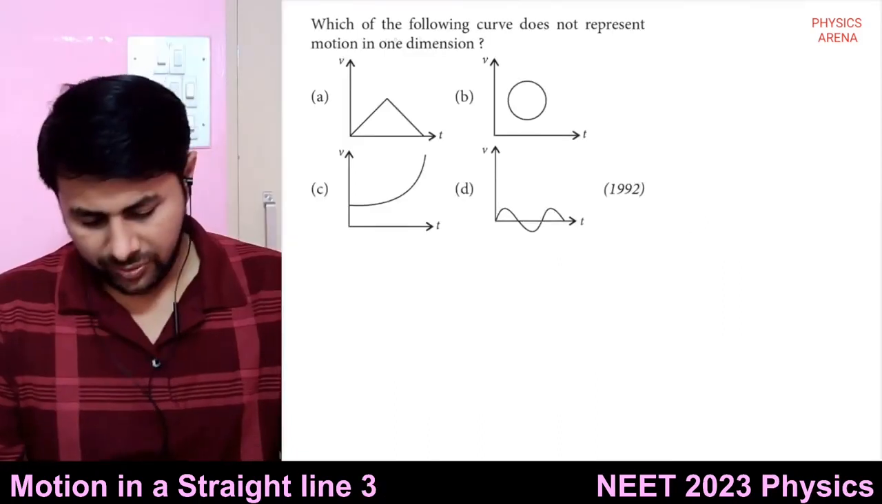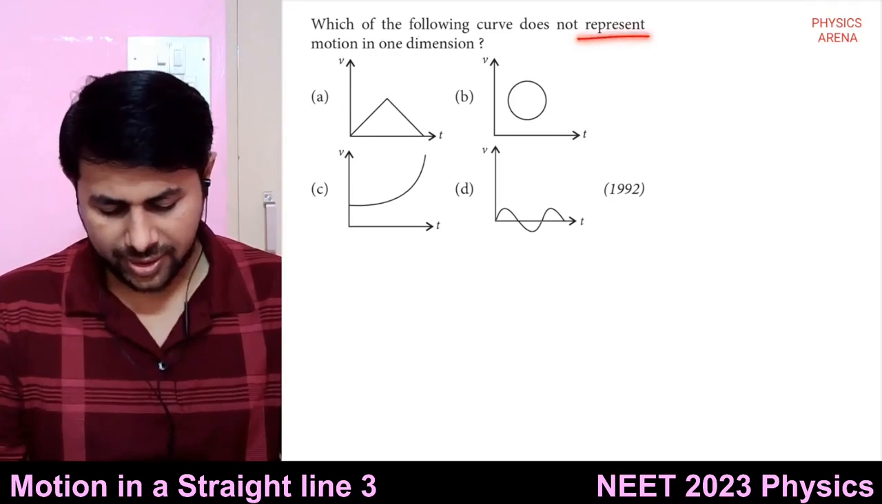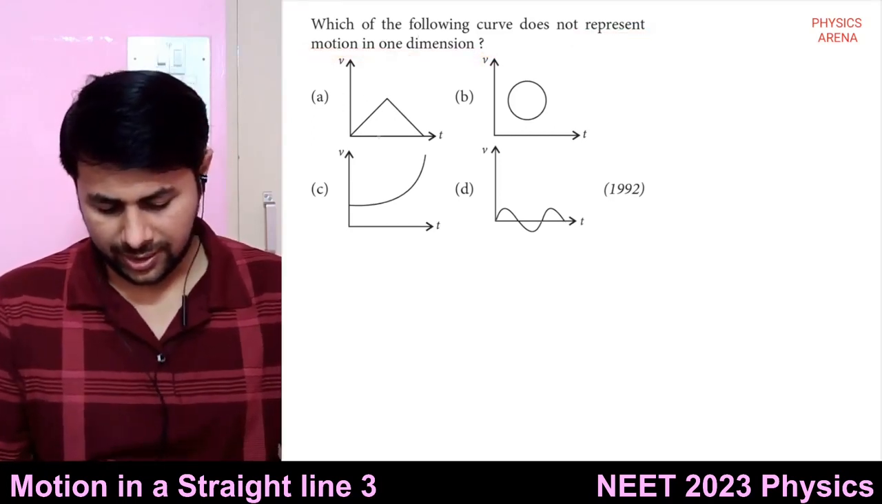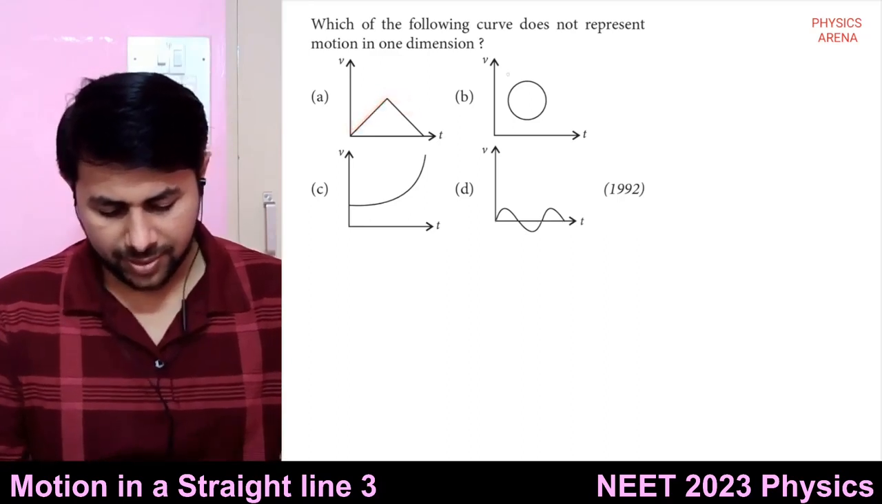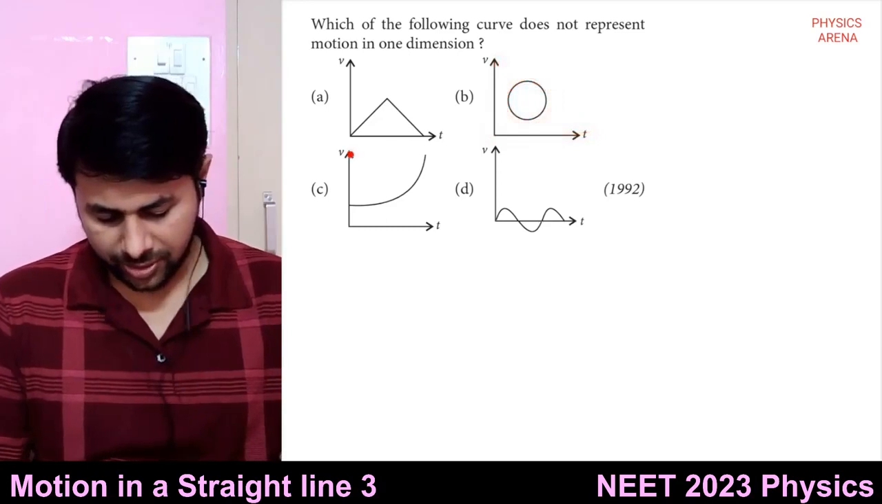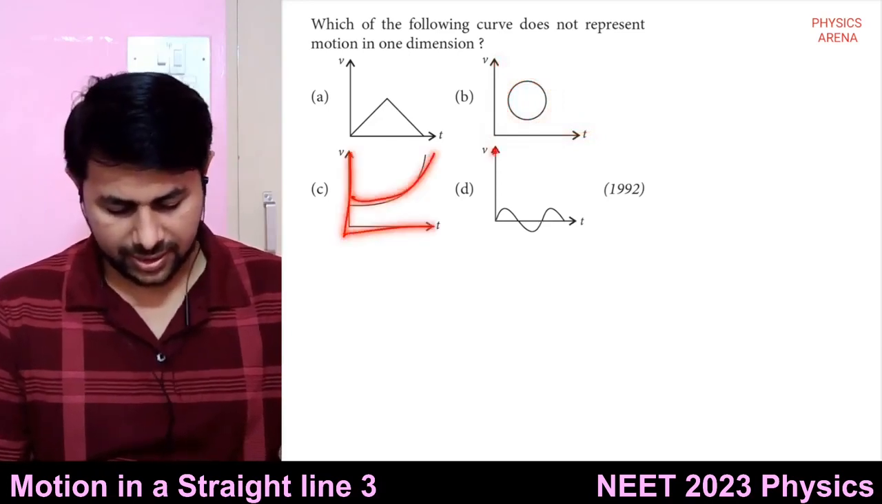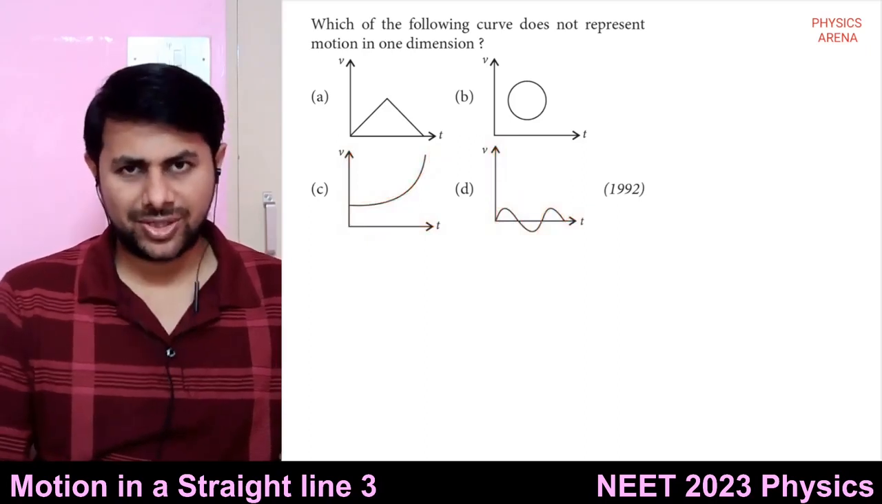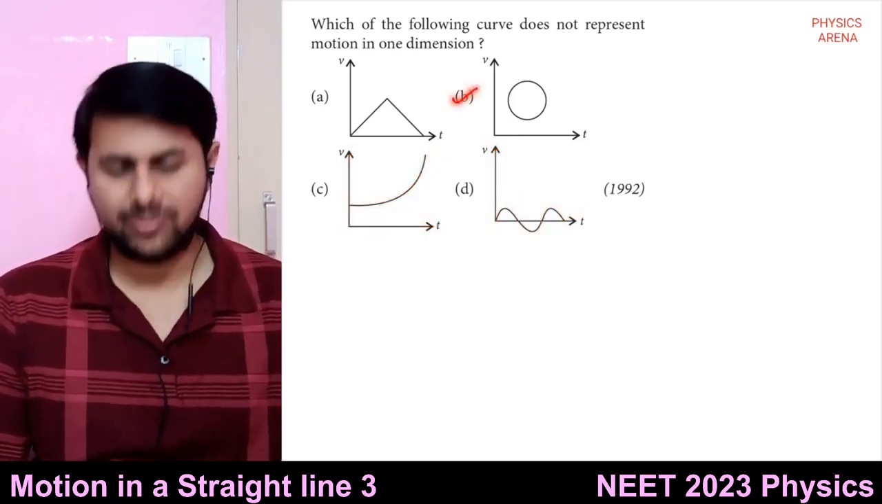Which of the following curves does not represent motion in one dimension? Option A is like this, a velocity versus time graph. Option B, velocity versus time graph, looks like this. Option C is like this, and this is option D. All right, this is a simple question, and the answer is option B.